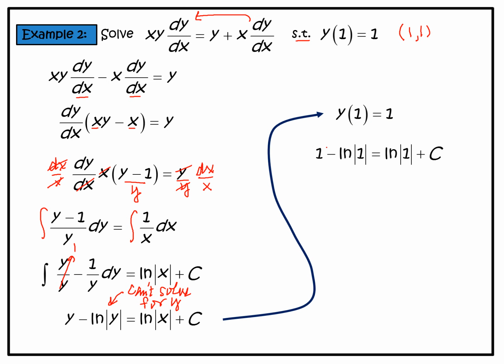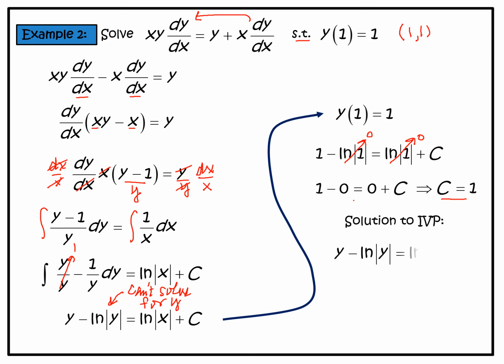That's going to give us 1 minus natural log of 1 is natural log of 1 plus c. Remember, natural log of 1 is 0. So that just gives us 1 minus 0 is 0 plus c, which is just saying that c equals 1. Now we can plug that back in down here and get our implicit solution. So our solution to the initial value problem, including the initial condition, is y minus natural log of y is natural log of absolute value of x, plus 1.